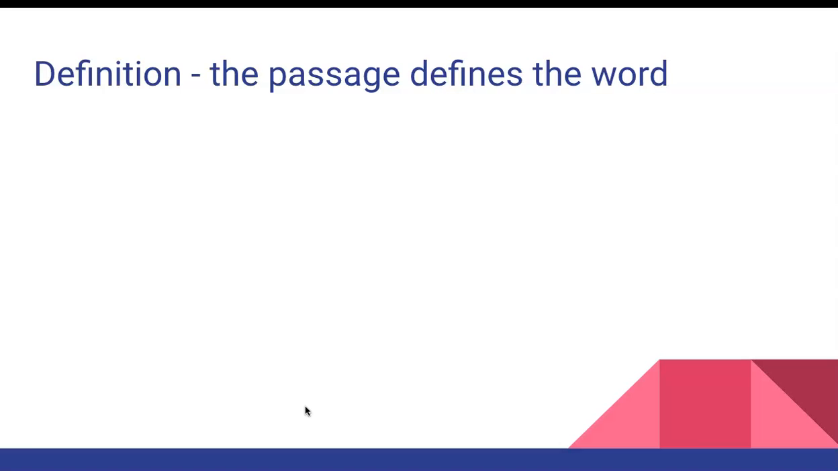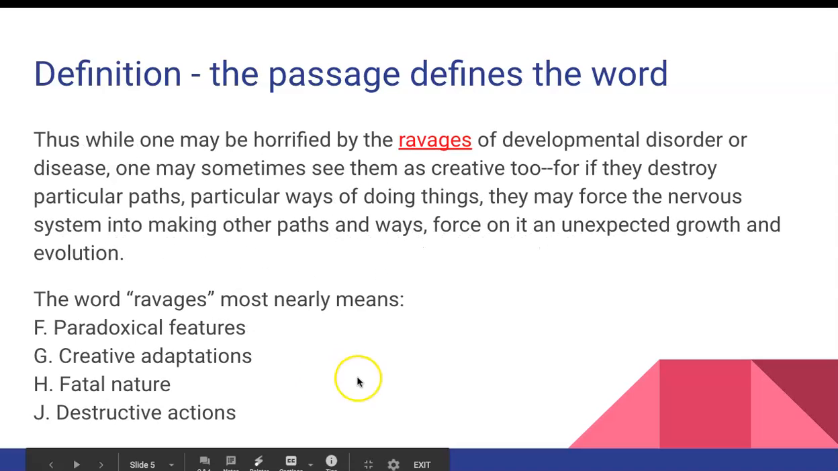Now the next one is definition. And that is exactly how it sounds. The passage actually defines the word for us, and this is probably the easiest one because then we can say, oh, there's the definition, well, that's the answer. So if we look at this passage, it says, thus while one may be horrified by the ravages of developmental disorder or disease, one may sometimes see them as creative too. For if they destroy particular paths, particular ways of doing things, and I'm going to go ahead and stop there.